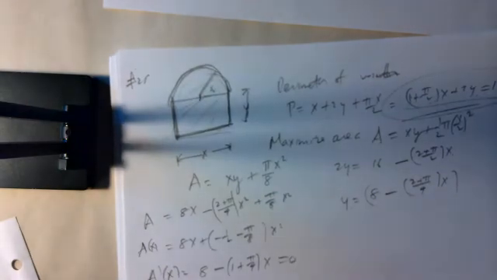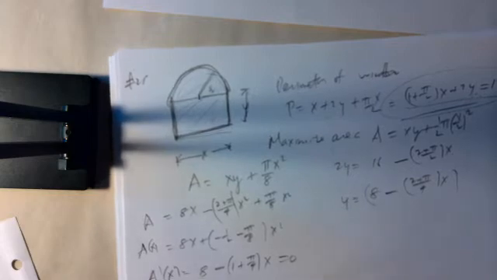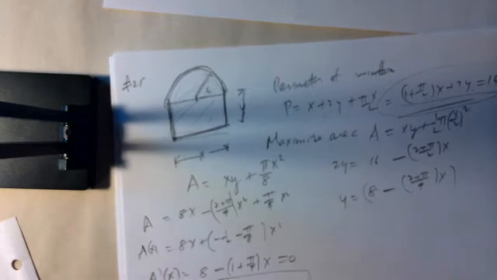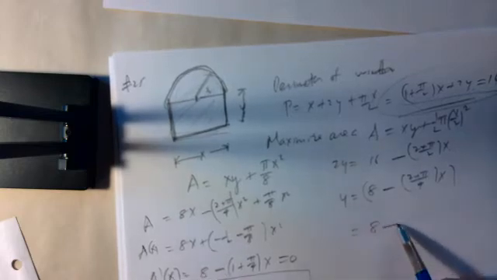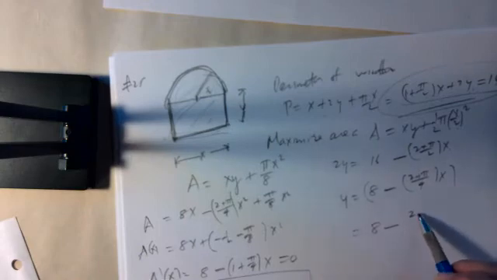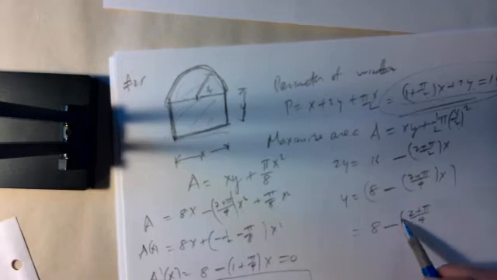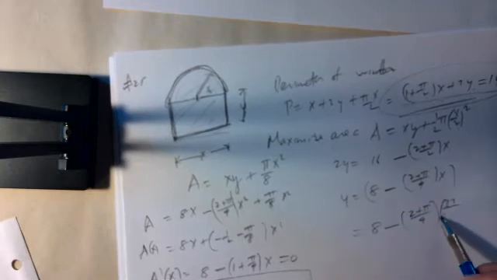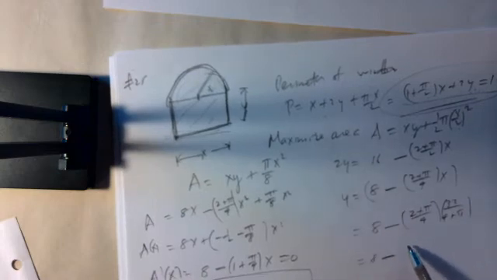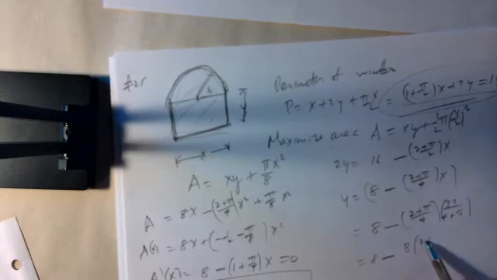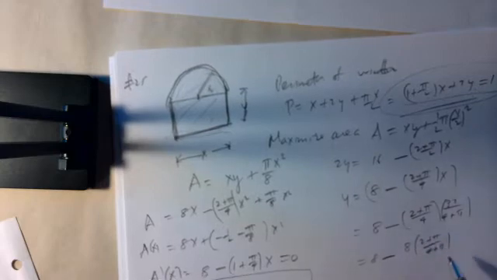And that equals 0 when x is equal to 8 over 1 plus pi over 4, which is 32 over 4 plus pi. And when x is equal to this, y is equal to 8 minus 2 plus pi over 4 times 32 over 4 plus pi. This is 8 minus 8 times 2 plus pi over 4 plus pi.